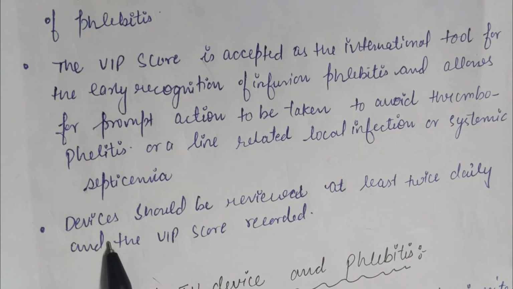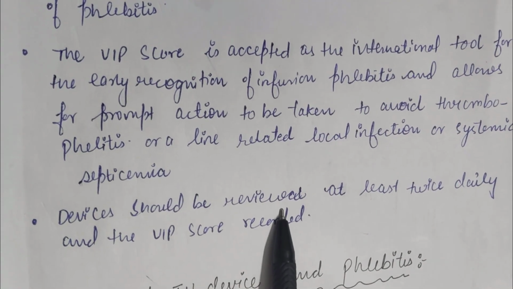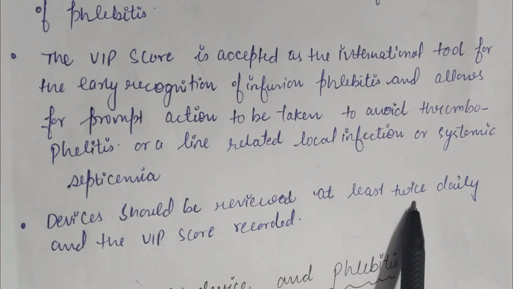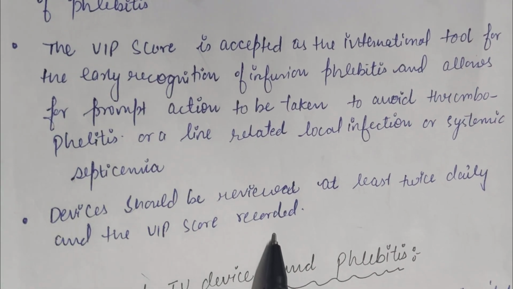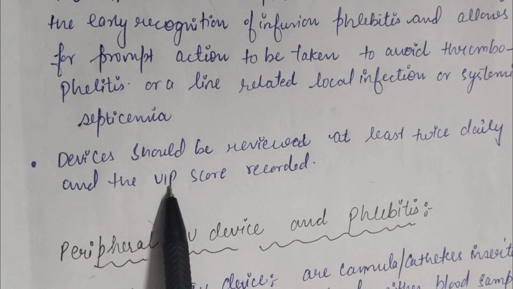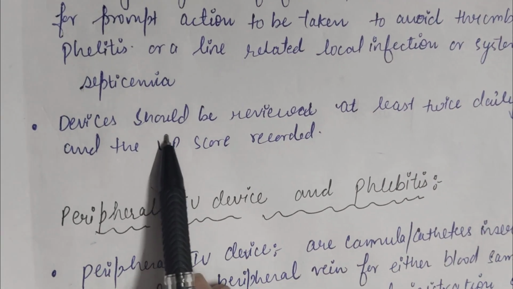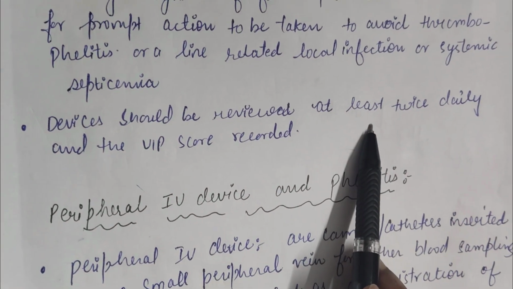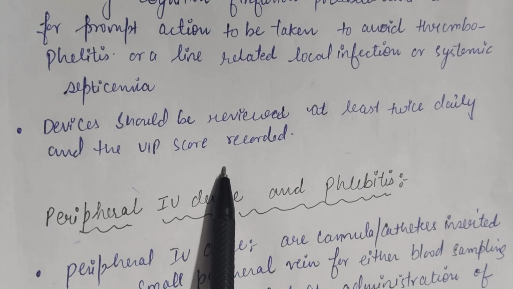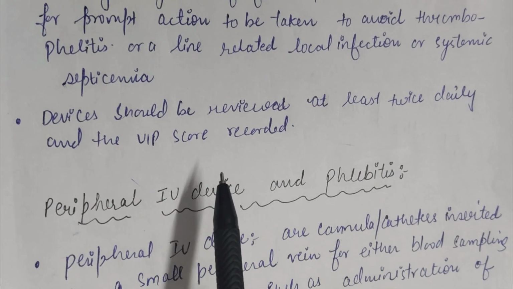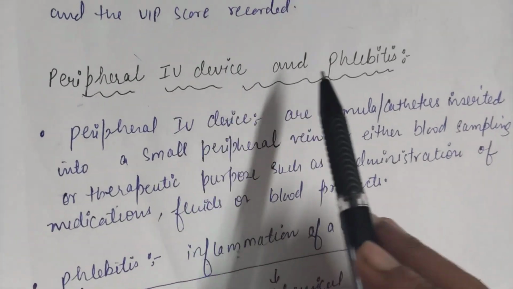Next, the device should be reviewed at least twice daily and the VIP score recorded. So with the help of the VIP score, we can check the device at least two times a day, and we can also record the VIP score to get a better result for the IV line.